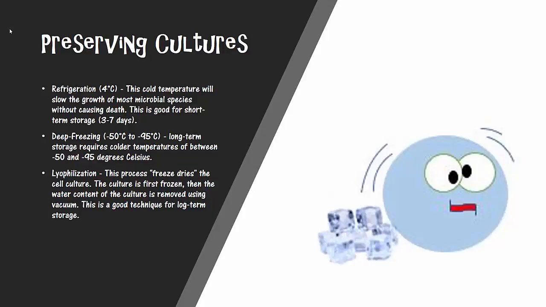How do we preserve our cultures? Refrigeration will do for a short period of time. This cold temperature slows the growth of most microbial species without causing death. This is good for short-term storage, about 3 to 7 days. Deep freezing at very low temperatures, around -95°C, is used for long-term storage, which requires colder temperatures. Lyophilization is the process of freeze-drying the cell culture. Here, the cell culture is first frozen, and then the water content of the culture is removed using a vacuum. This is good for long-term storage.